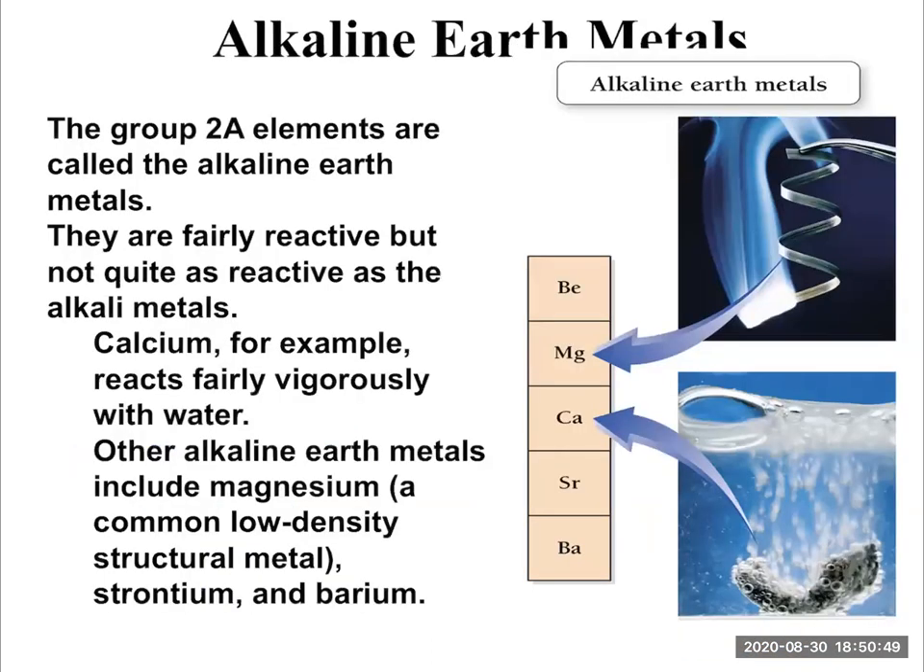Alkaline earth metals are going to be your 2A. They are fairly reactive, but not as reactive as your alkali metals. They like to give 2 electrons away, so they become beryllium 2 plus, magnesium 2 plus, calcium 2 plus, strontium 2 plus, barium 2 plus. They are going to have a low density, very reactive. They like to get oxidized, like to give 2 electrons.